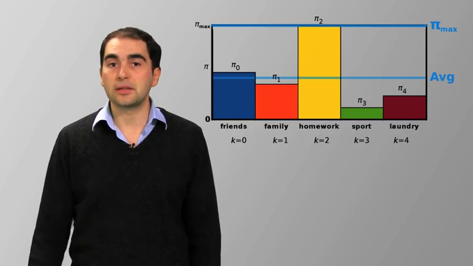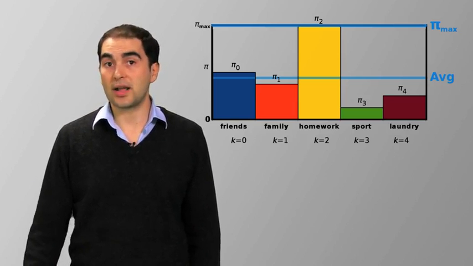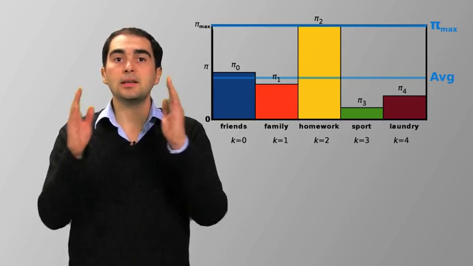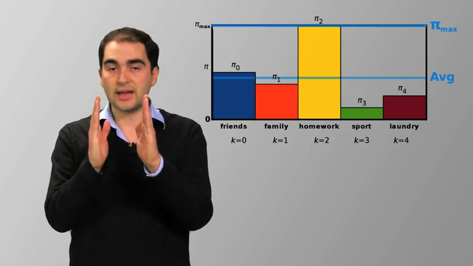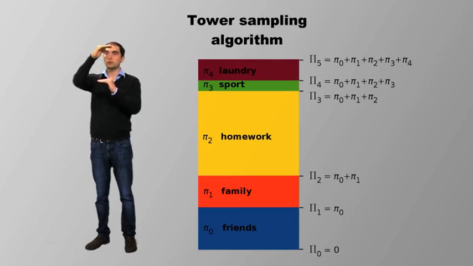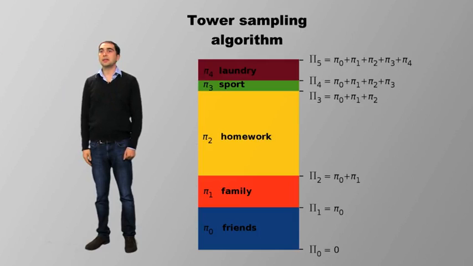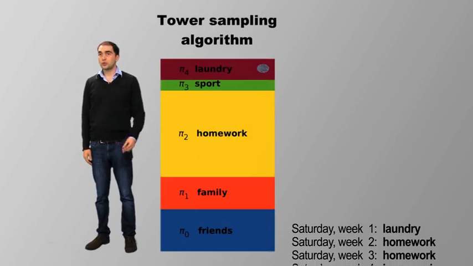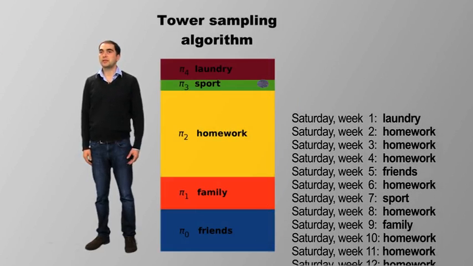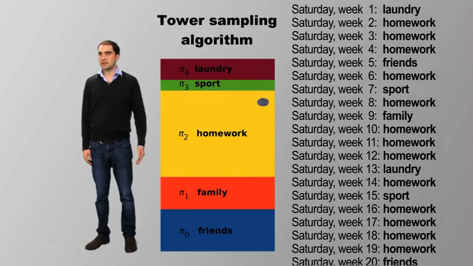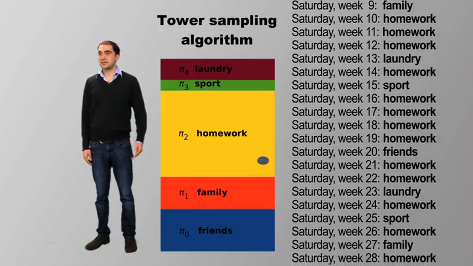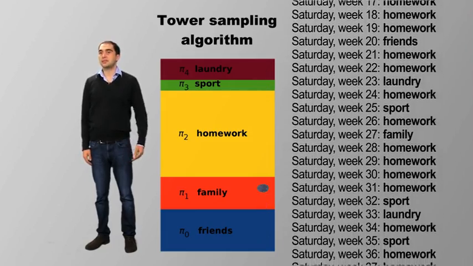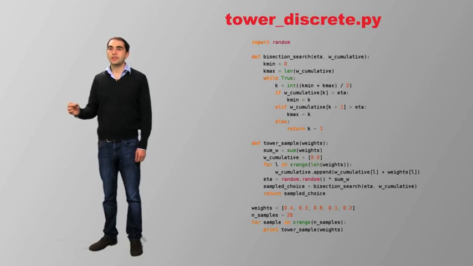The tower sampling method is much faster and much more elegant. Instead of placing the boxes one next to the other, we pile them up one on top of each other, and the pebble is drawn from the bottom to the top of the tower. Once again, you choose your activity with a probability which is proportional to the weight of the activity. But the algorithm is much faster and the output is statistically the same. In Python, this gives the following rejection-free program.